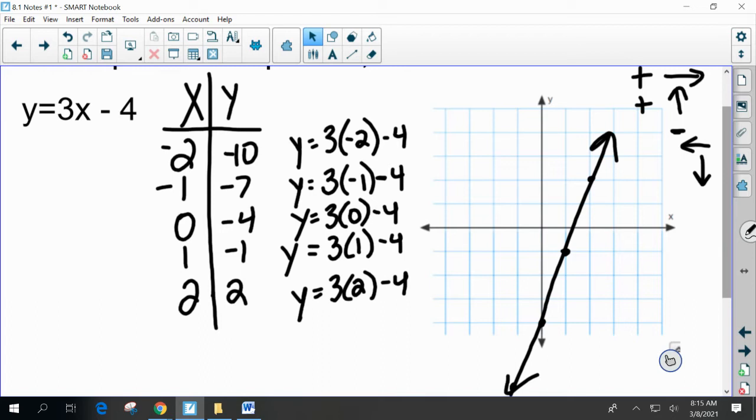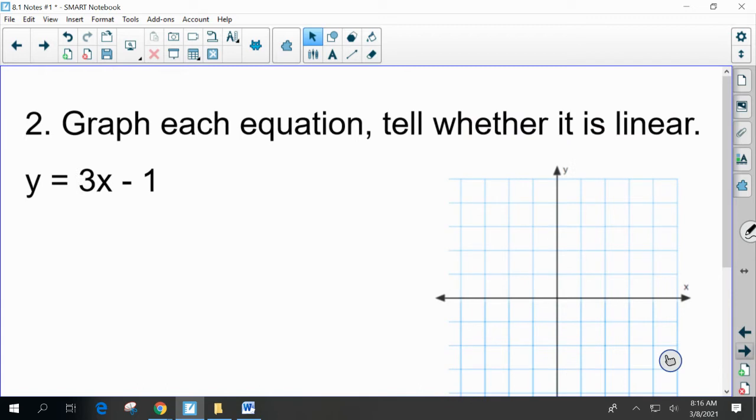Let's look at number 2. Oh, also, we need to say whether or not this is linear. So is this problem linear? Yes, linear means straight line. So yes, this is linear.